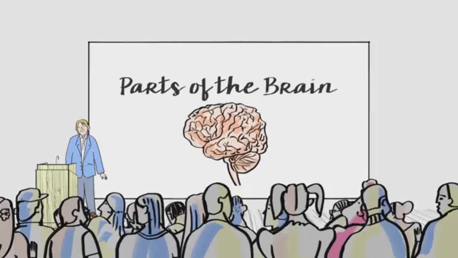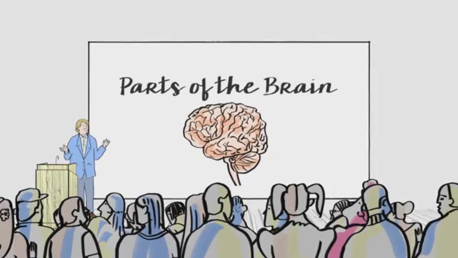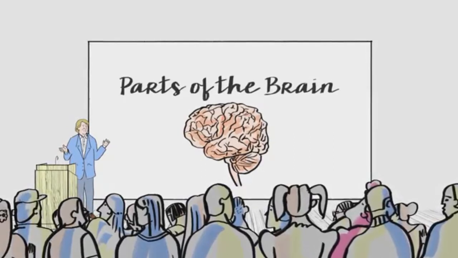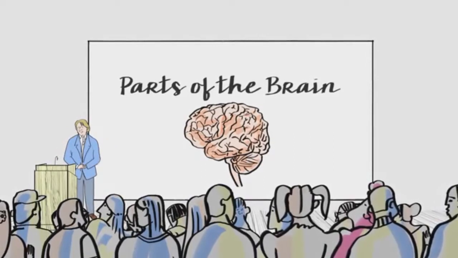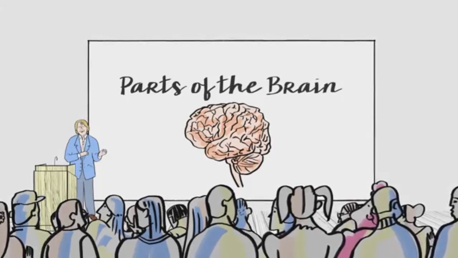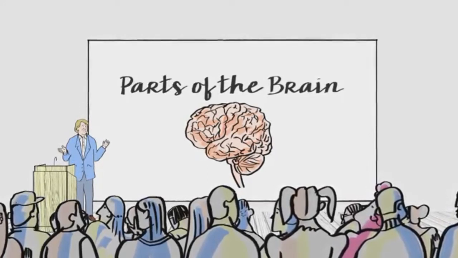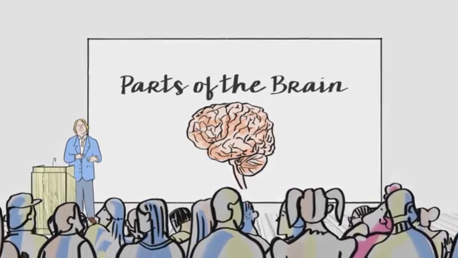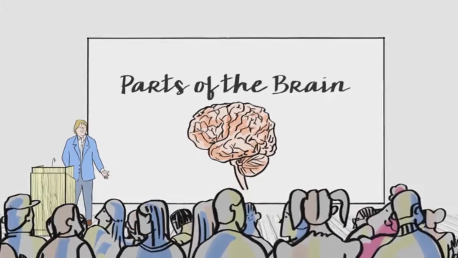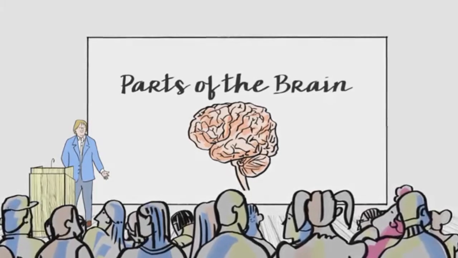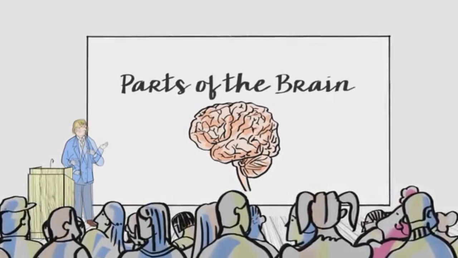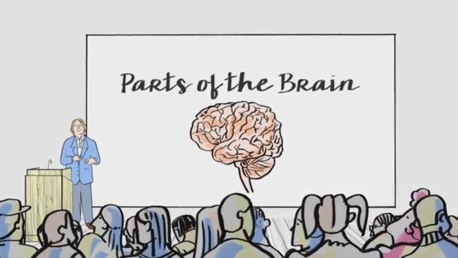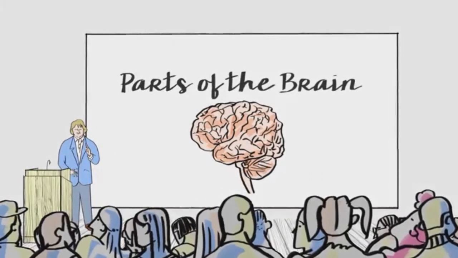So let's talk about the different parts of the brain and what they do. Parts of the brain are functionalized for different purposes. They do different things, which is why damage to different parts of the brain has different effects. It's why when you look at an fMRI scan or PET scan or something that records neural activity, you could figure out based on the location of the activity what's going on.